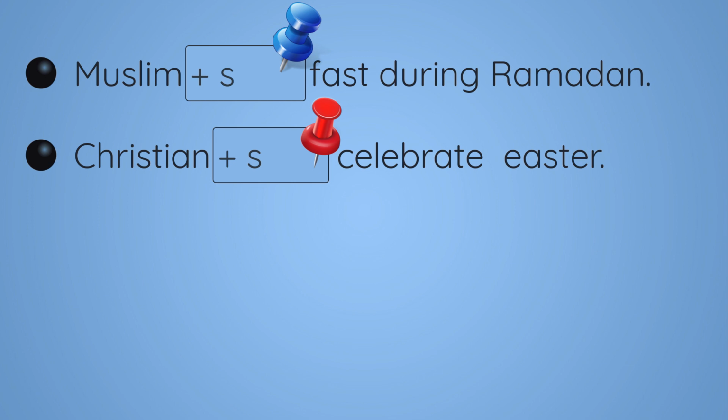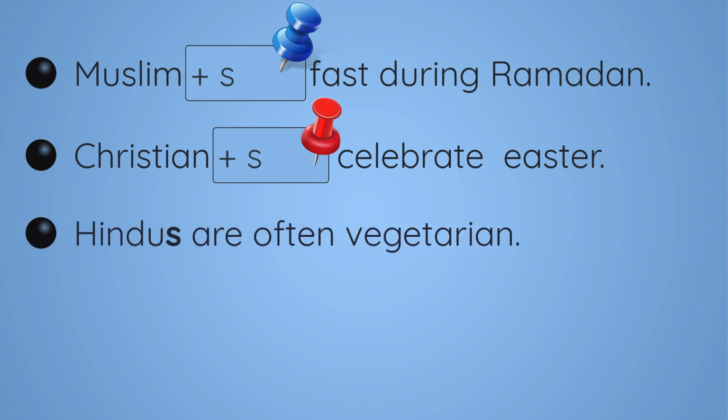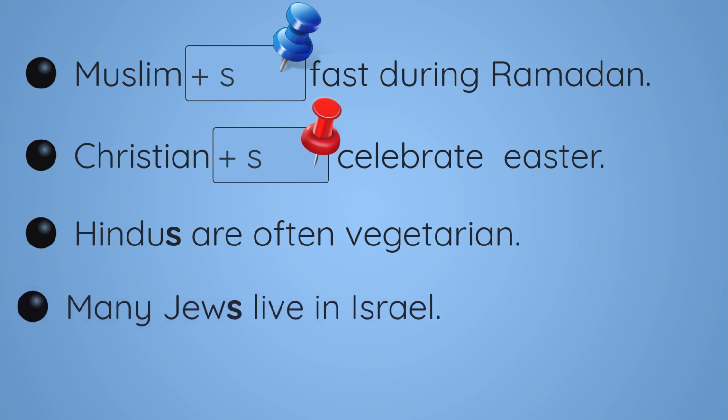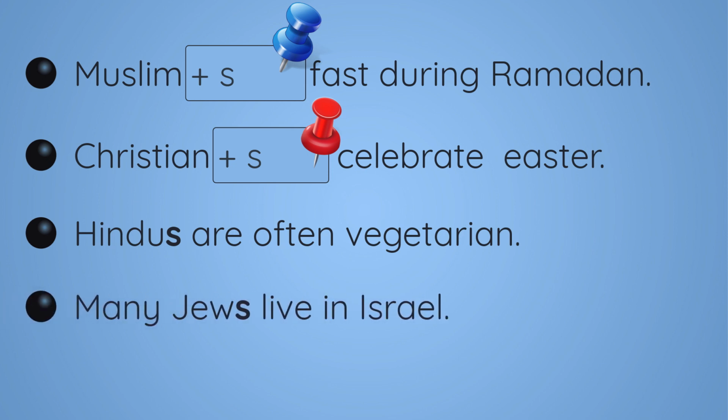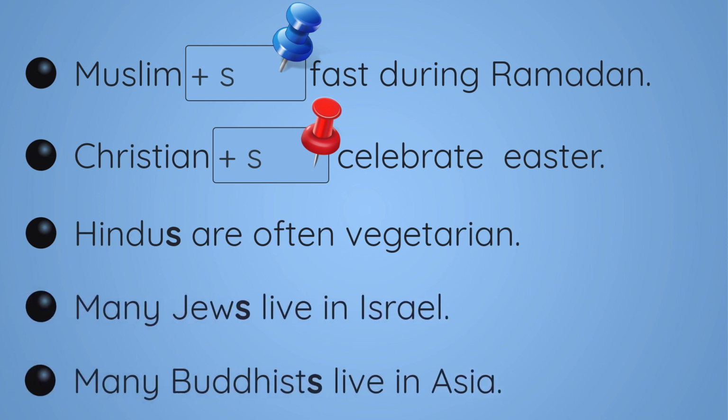We can do the same thing for Hindus. Hindus are often vegetarian, we could say. Many Jews live in Israel. Many Buddhists live in Asia. Okay? So instead of saying Jewish people, Hindu people, it's easier just to say Hindus with an S or Jews with an S.